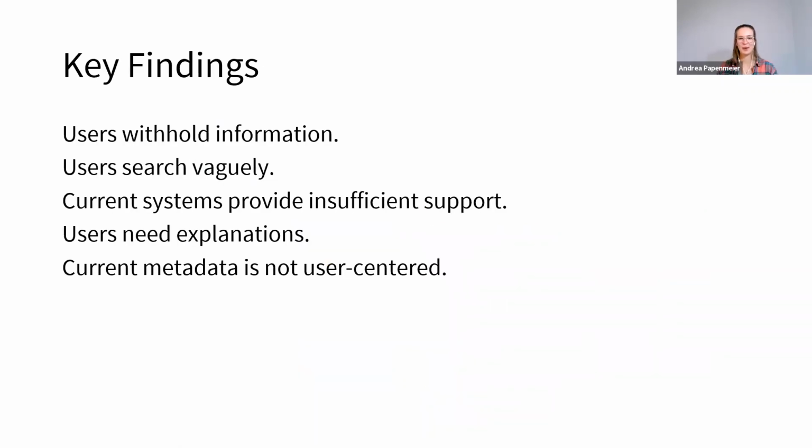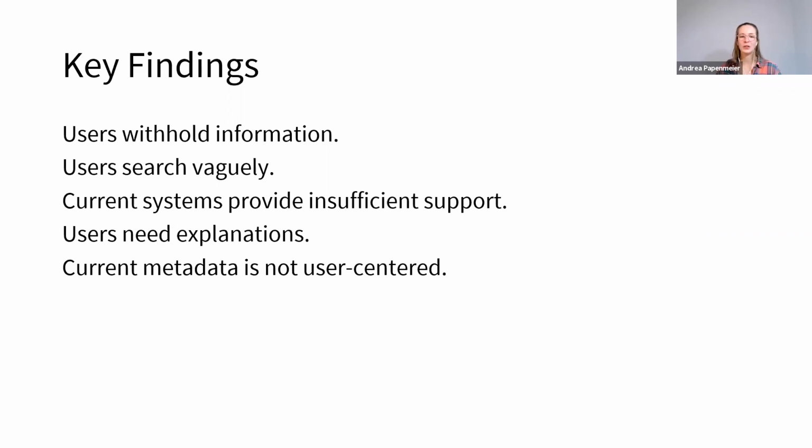Okay, so let me sum up what we have learned from analyzing user needs and from the human-human settings. So we know that the users adapt their search query to what they believe the system can handle, which is why they withhold information. Some parts of the information needs are vague, so we need to account for that as well. And existing systems do not really support users in a way that is intuitive for them.